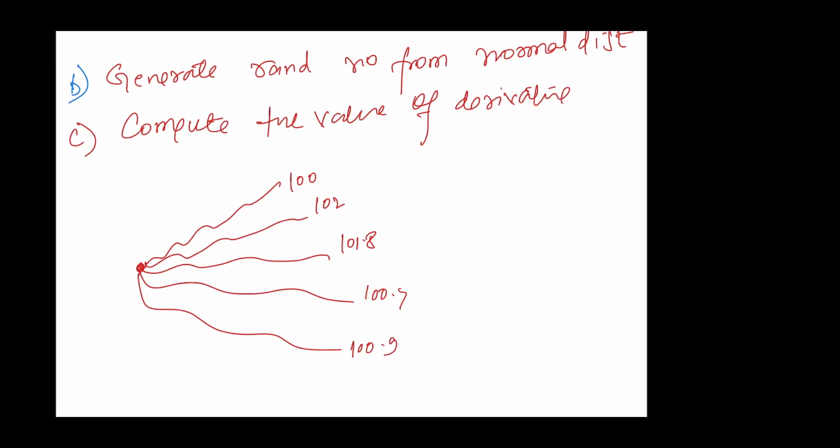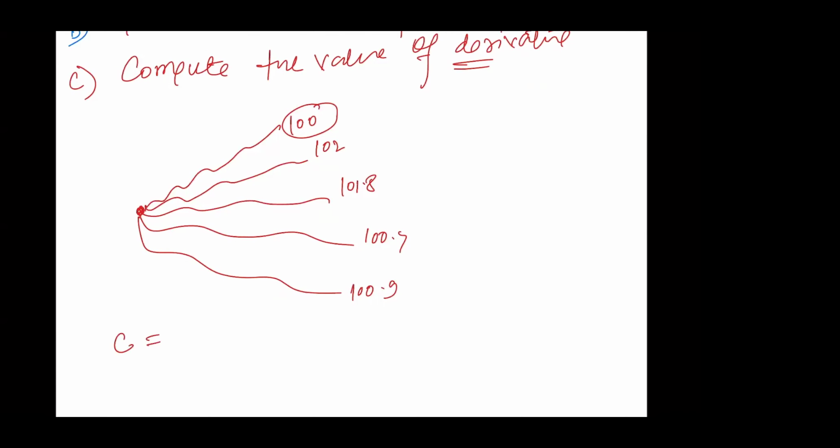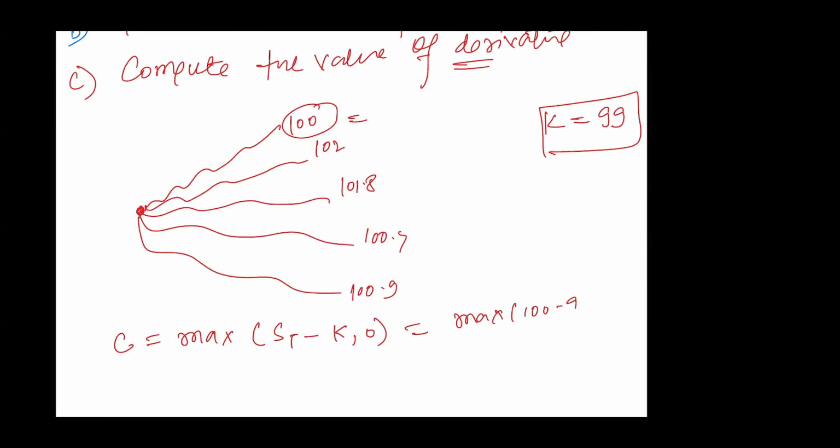Now since we have the stock price, how will you compute the value of the derivative? Just use the payoff equation. For a call option, it's nothing but the maximum of ST minus K, comma 0. So let's say in our case K is 99. So here it will be the maximum of 100 minus 99, comma 0. So this will be 1, right? So here we'll get 1, 2, 1.8, 0.9, and so on.